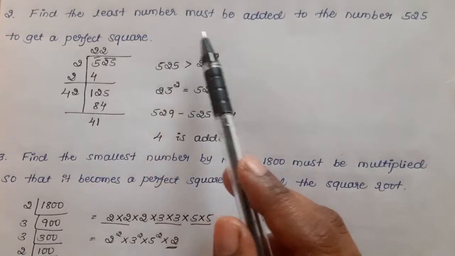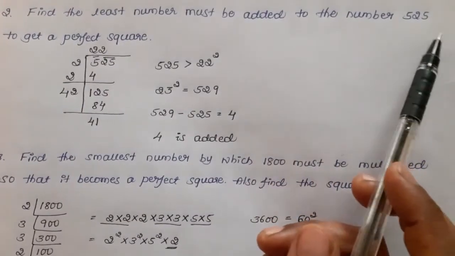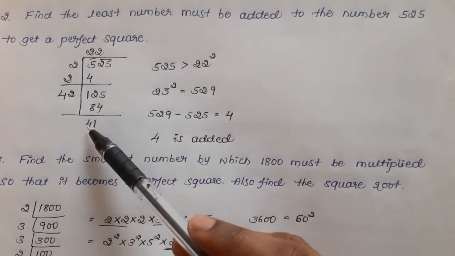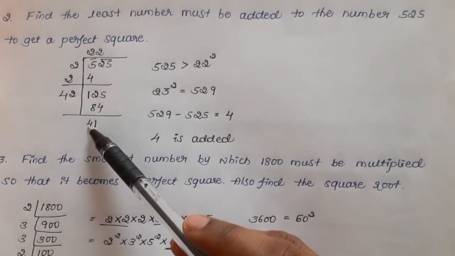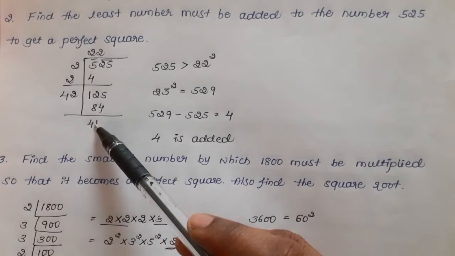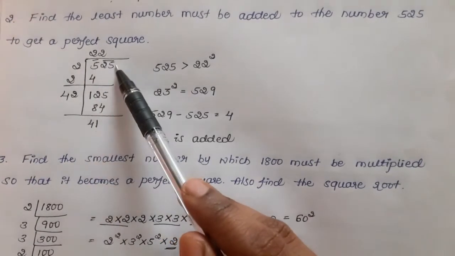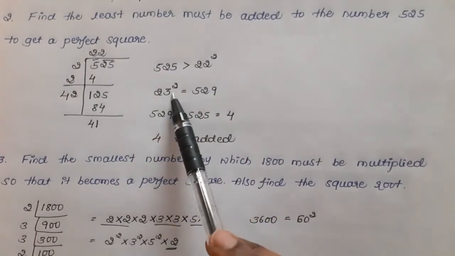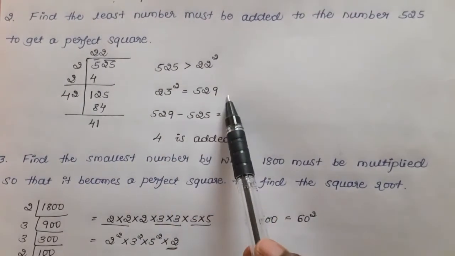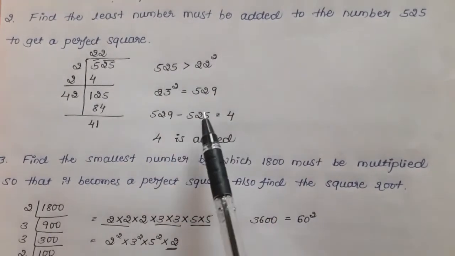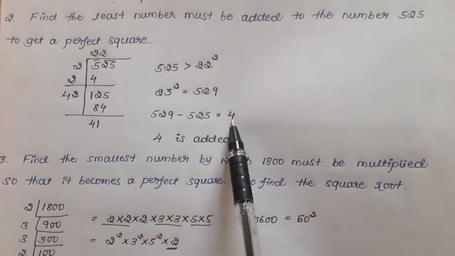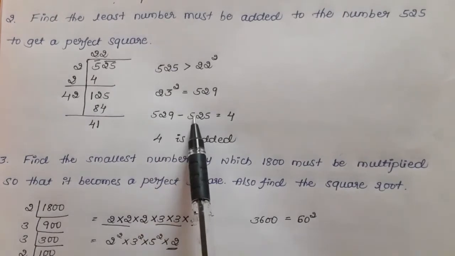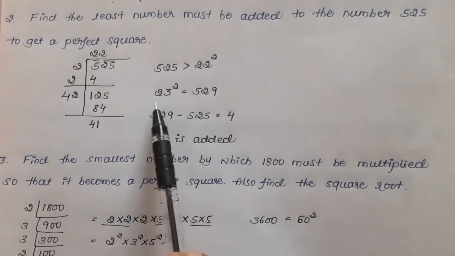Find the least number that must be added to the number 525 to get a perfect square. Here also we are doing the same division method. Since the remainder is 41, this shows that 525 is greater than 22 square. So the next number is 23 square, which is 529. If we subtract 525 from 529, we get 4. If we add this number 4 to 525, we get the perfect square, which is 23 square.